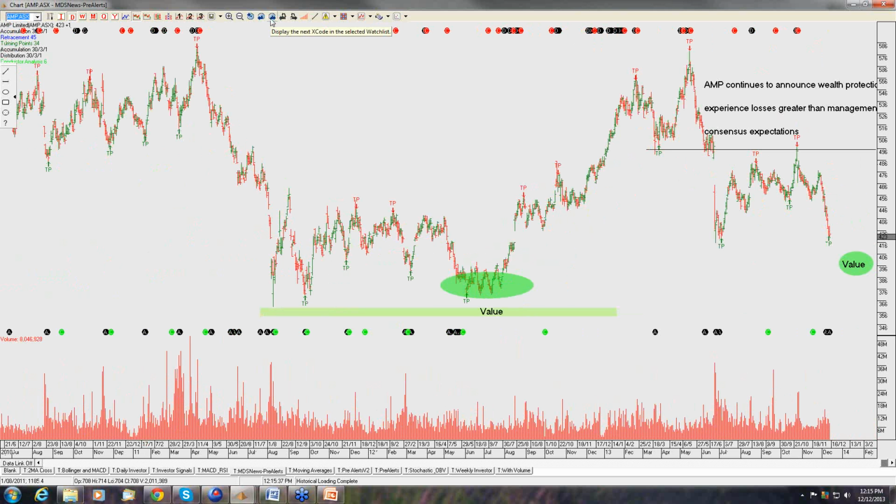AMP at these levels, we're not expecting much earnings growth. The company's already warned that they're going to miss the original guidance, so it's not a name that we're active in or attracted to.